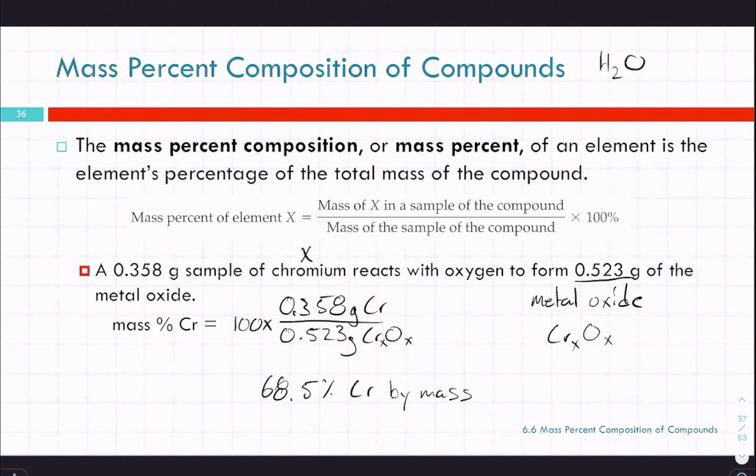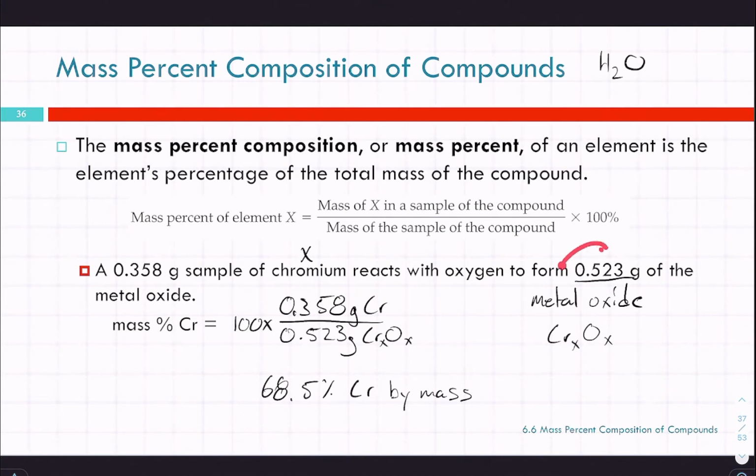The other kind of problem that you'll commonly get here is that it'll ask you, what's the percent mass of the oxygen? And there's 2 ways you can do that. If we calculated and we know in this compound it's just chromium and oxygen, 100 minus this percent of chromium will give us oxygen, right? That makes up the rest of the mass. The other thing you can do, and that's commonly what it's wanting you to think about, is if this is all chromium, 0.358 grams, it reacts with oxygen, and we get 0.523 grams. All of that mass came from oxygen being added to the compound.